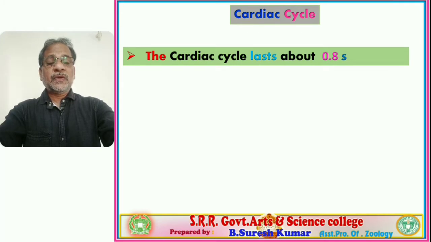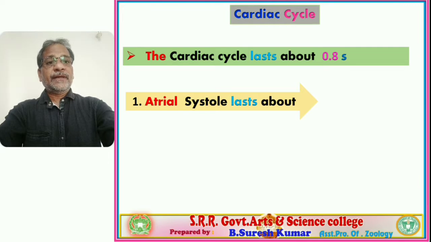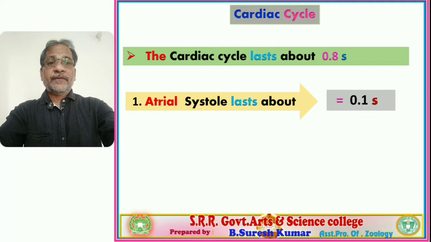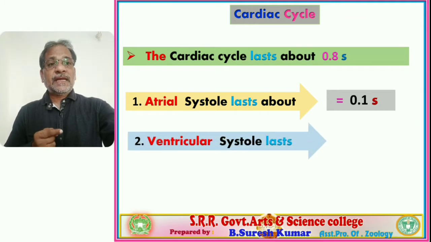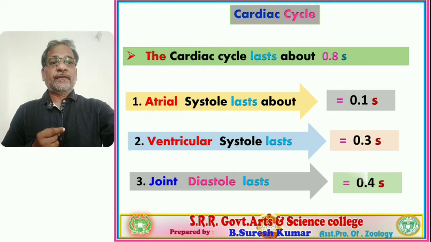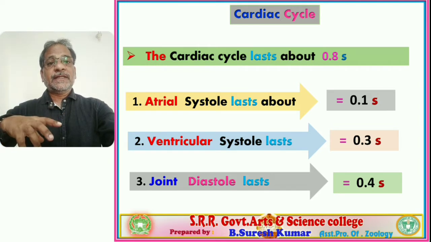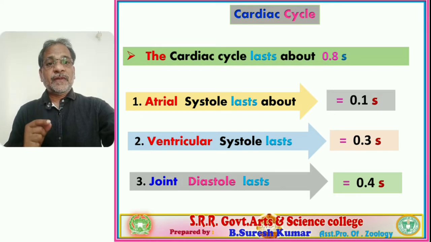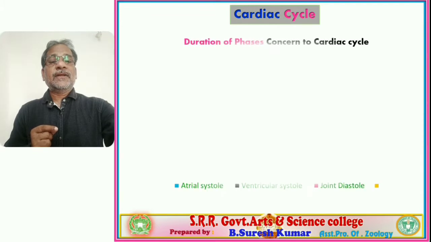The cardiac cycle includes three phases: atrial systole, ventricular systole, and joint diastole. If we observe their individual durations, the atrial systole lasts about 0.1 second, ventricular systole lasts about 0.3 seconds, and joint diastole lasts about 0.4 seconds. Altogether, you calculate a total of 0.8 seconds. So the cardiac cycle finishes in a duration of 0.8 seconds.